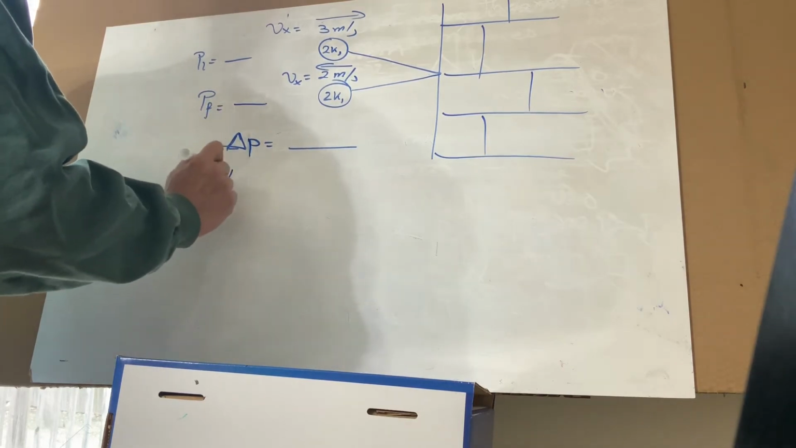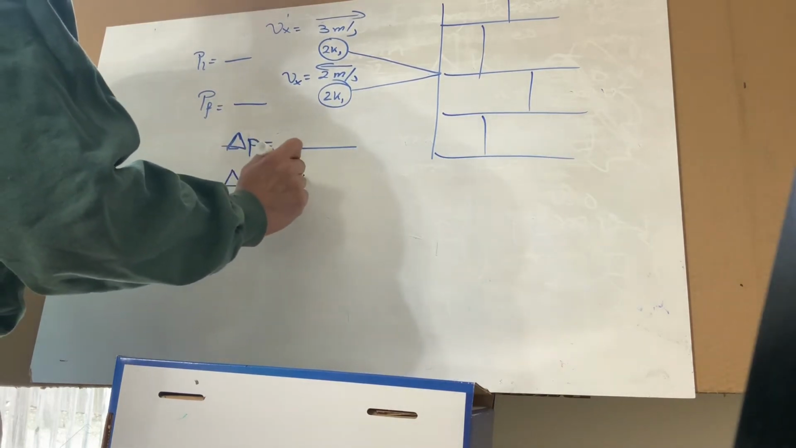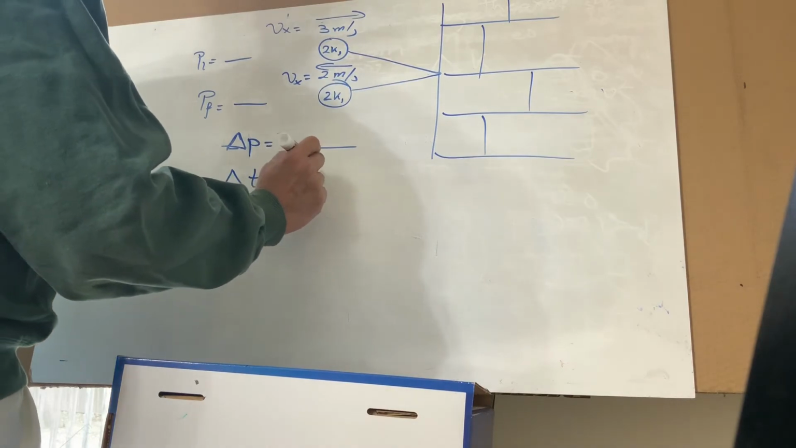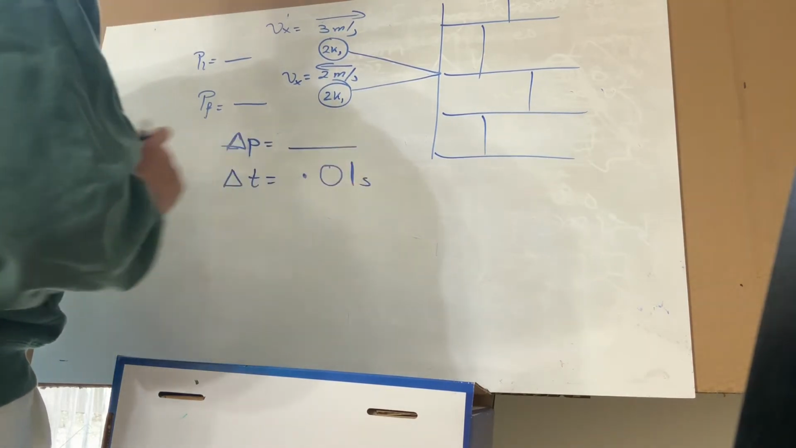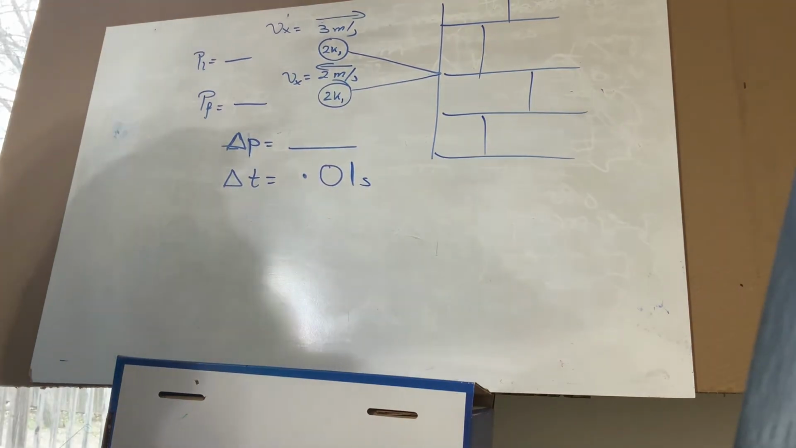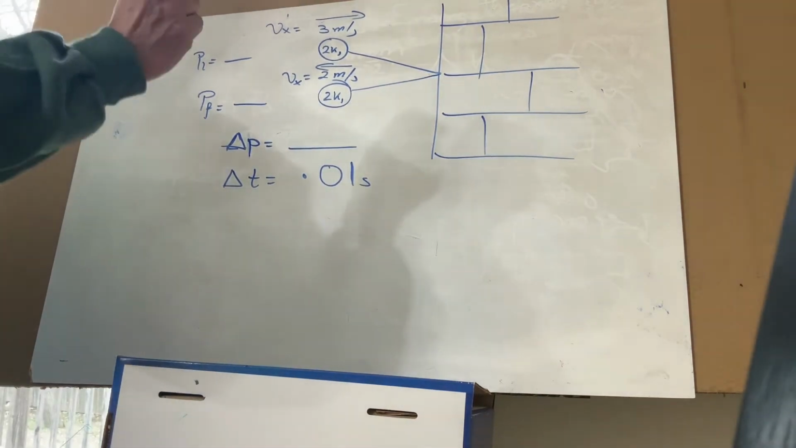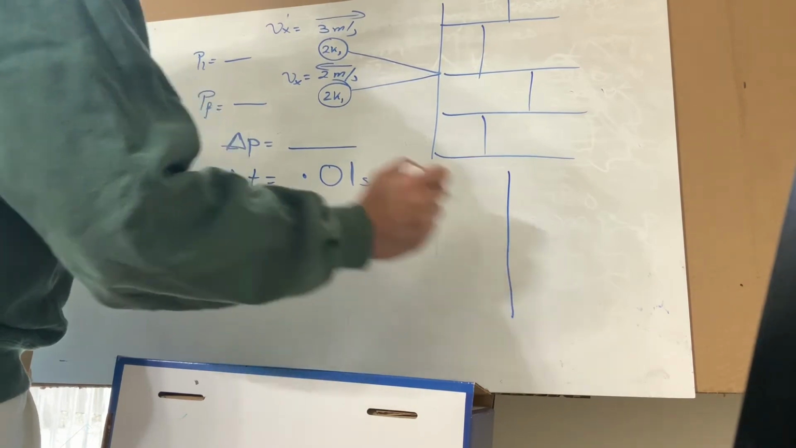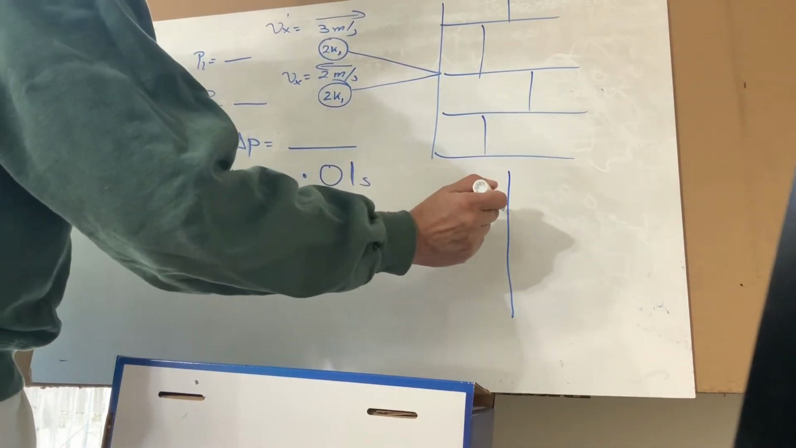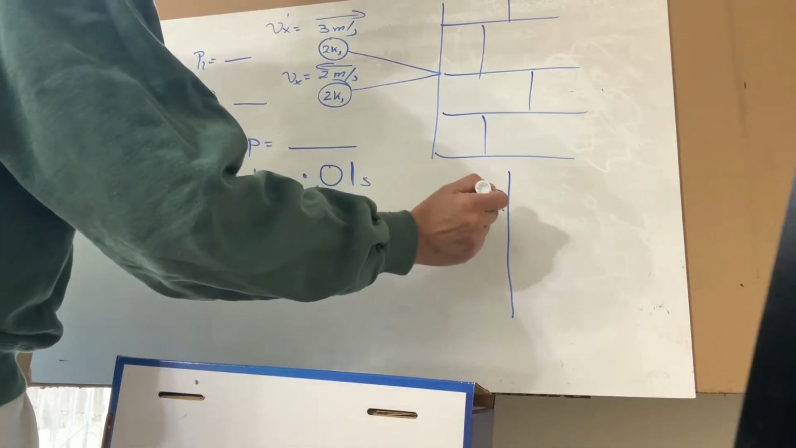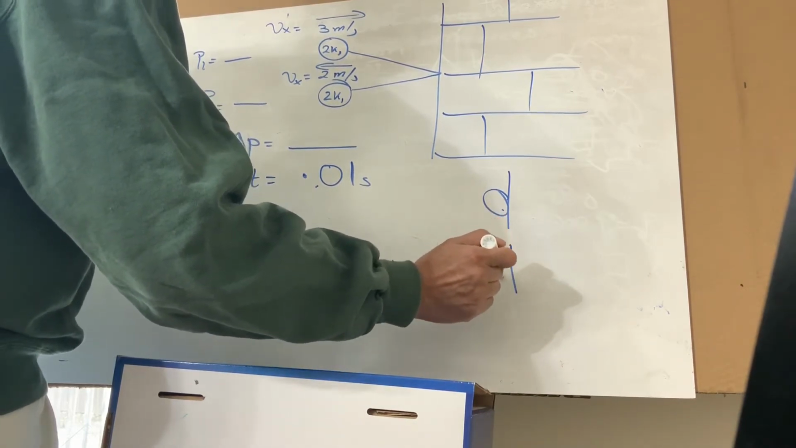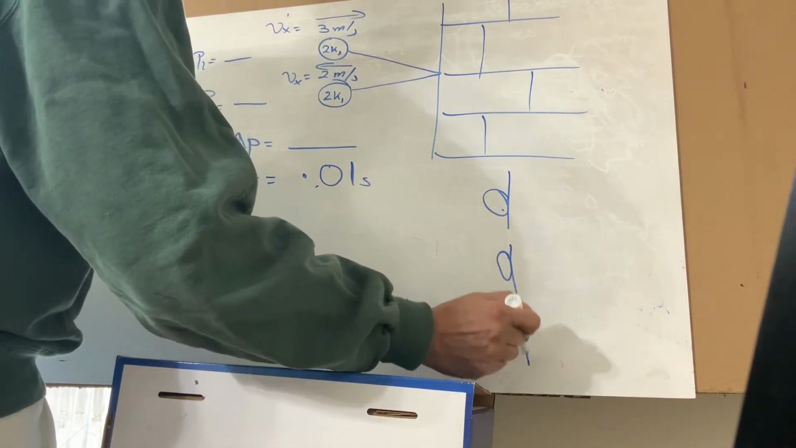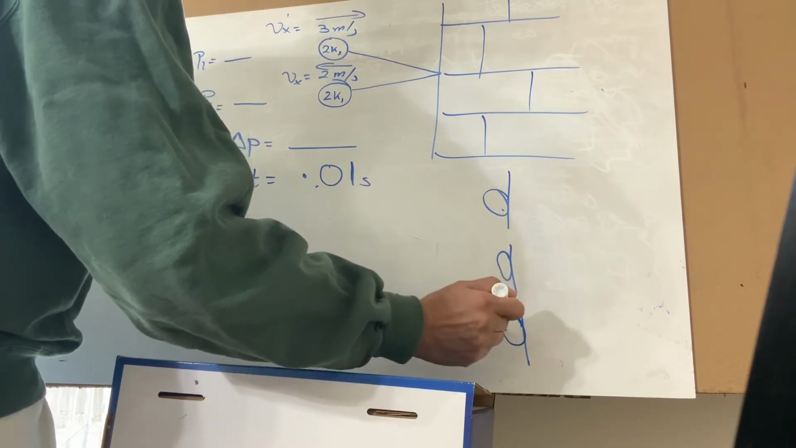Let's say the time of impact is generally, if you throw a ball against the wall, somewhere around 0.01 second, 1/100th of a second. Now remember, when I talk about the time of impact, it's when the ball hits the wall. And then what happens? The ball flattens out, and then it bounces back, right?